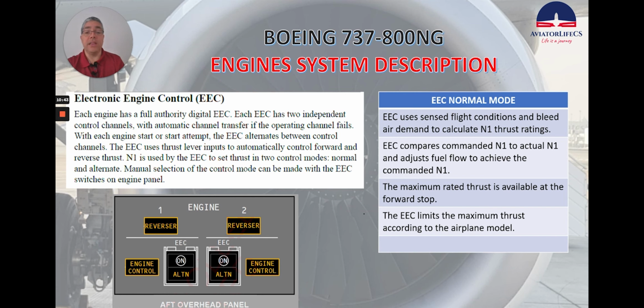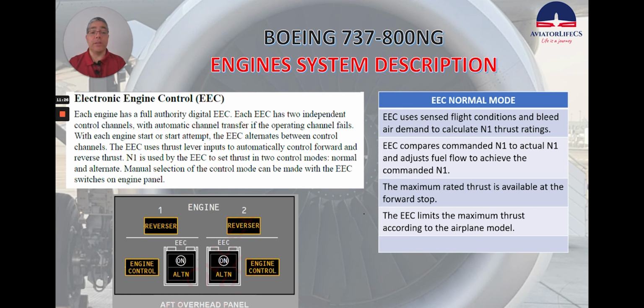N1 is used by the EEC to set thrust in two control modes, normal and alternate. Manual selection of the control mode can be made with the EEC switches on the engine control panel, which you can see here. The EEC normal mode uses sensed flight conditions and bleed air demands to calculate N1 thrust ratings. EEC compares commanded N1 to actual N1 and adjusts the fuel flow to achieve the commanded N1.